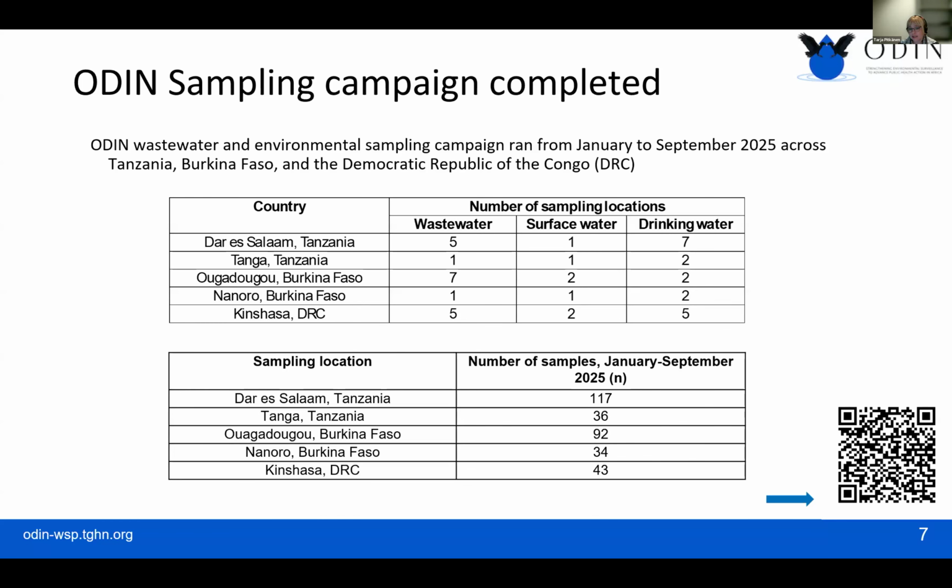And during these 9 months of the ODIN sampling campaign, the local teams have processed already more than 300 samples from these sampling locations. And if you are interested to know more about this sampling campaign, there's also a QR code for the web news that we have released just recently that is also available from the project website.